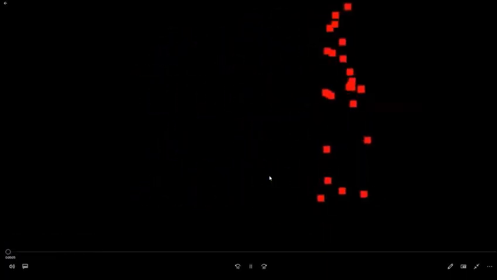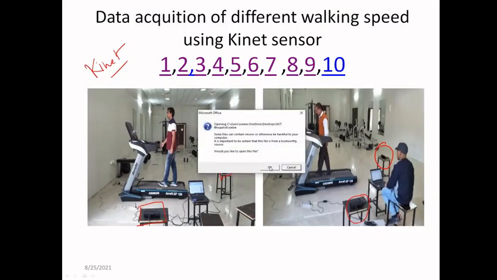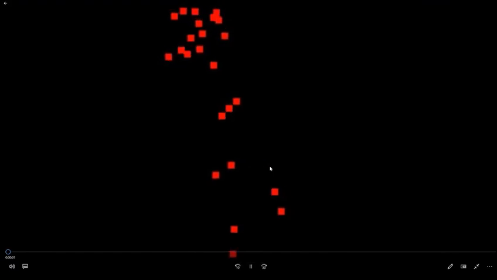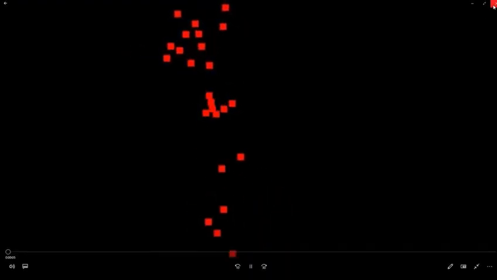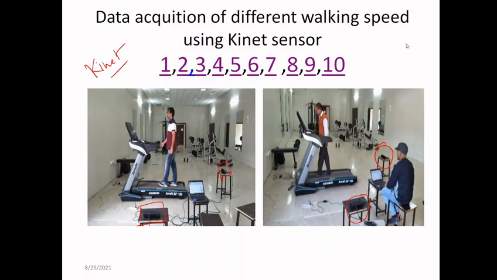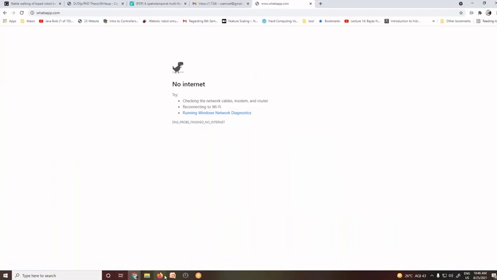Multiple bodies are working, two persons are working together. So one gait is going to be covered by another person's gait. That is also captured. And then on the treadmill, I'm performing the running. So you can see that when I'm running, you can see this also. And which kind of file you are getting, that also I'm going to show you, the file which I have captured.